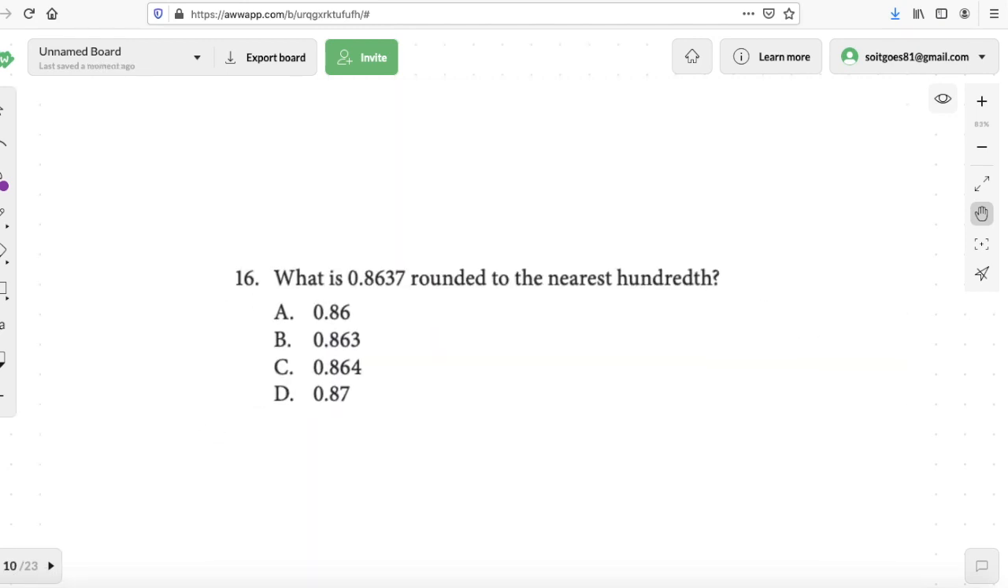Number 16. Go ahead and read it for us, please. What is 0.8637 rounded to the nearest hundredth? Round to the nearest hundredth.